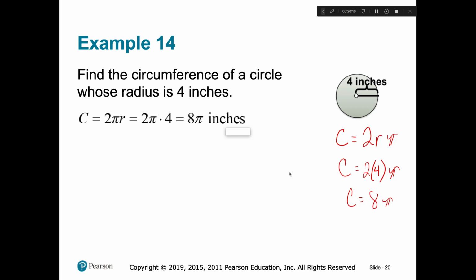8 pi inches. Blake, I don't want to have to ask you to wake up again. Okay? It's the last time.